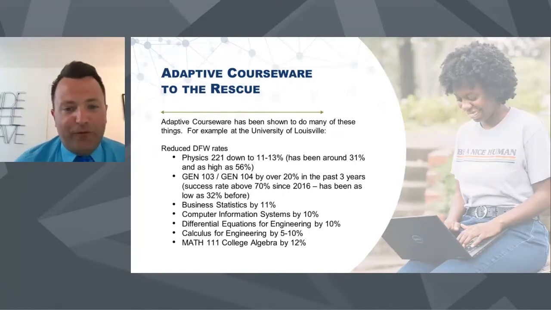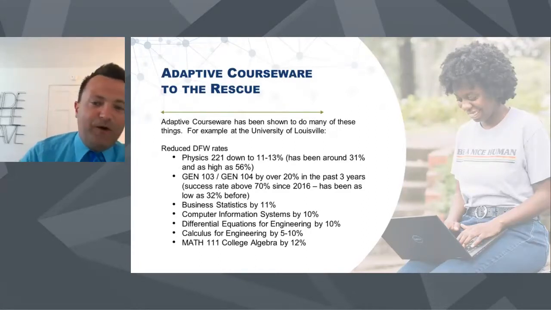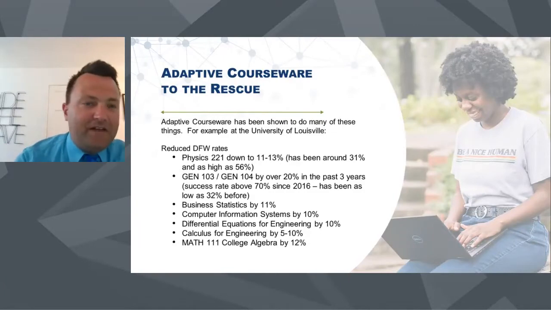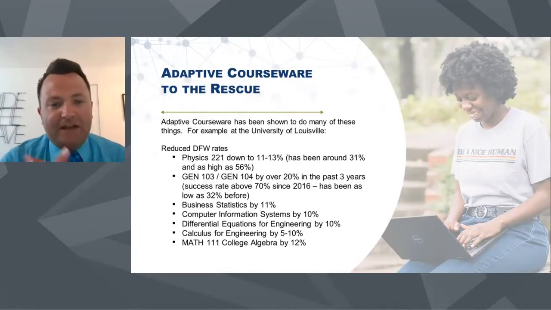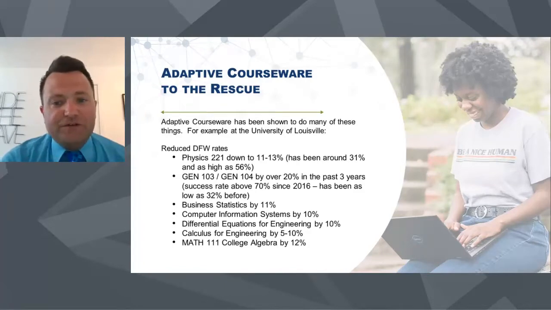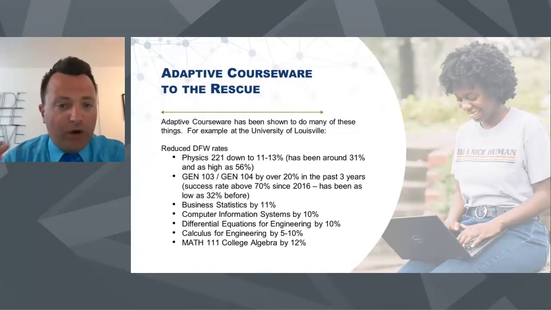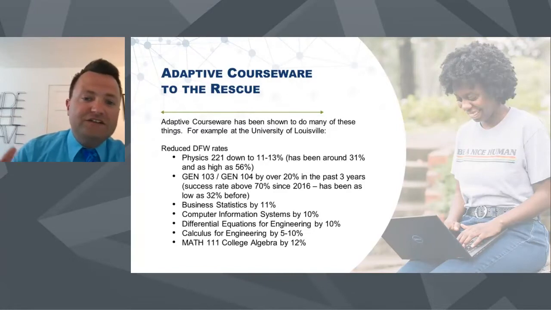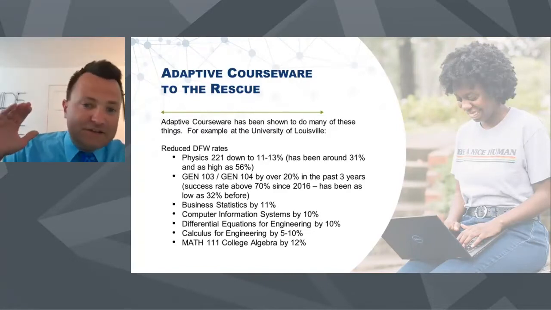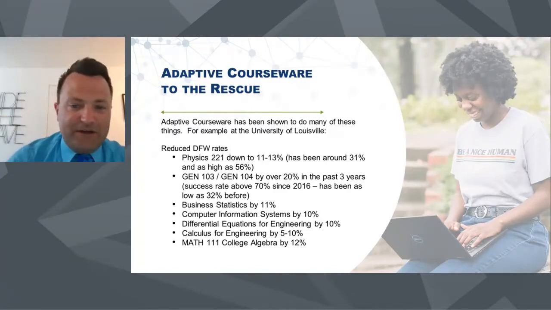Gen 103, 104, and I'm sorry for using our acronyms at University of Louisville, but this is our preliminary math class. So developmental mathematics, as it's been called in the past, but we have reduced those rates by 20% in the past 3 years. And now our success rate is consistently above 70%. And we want to continue to push that to a 90 to 95% success rate.